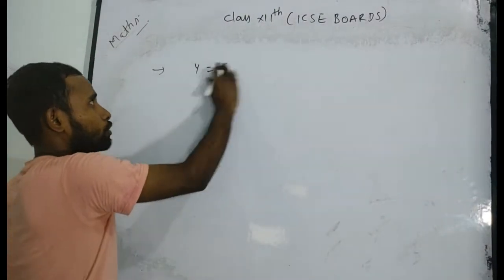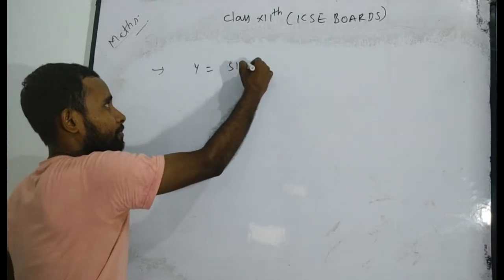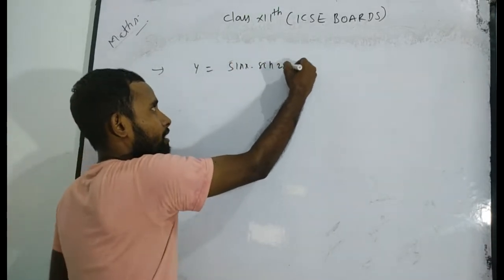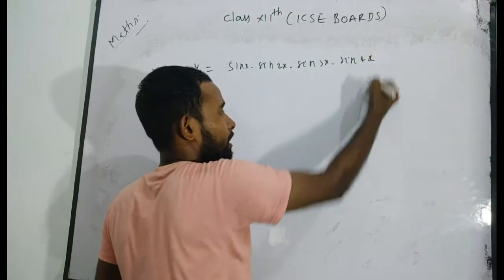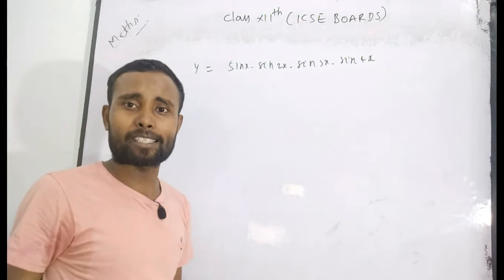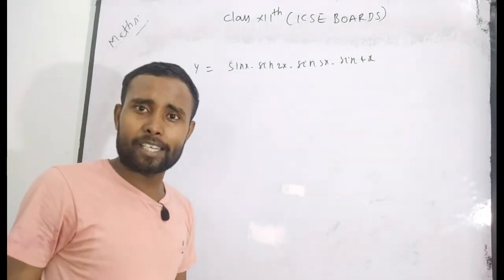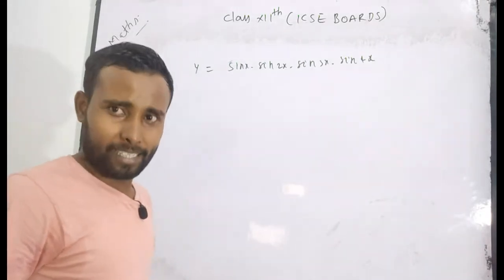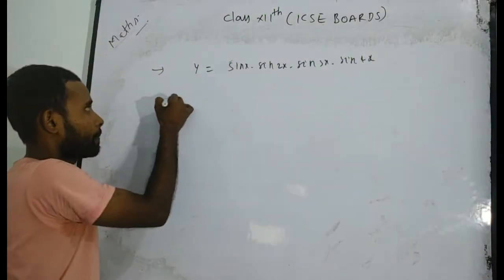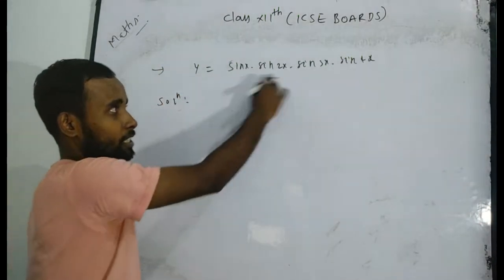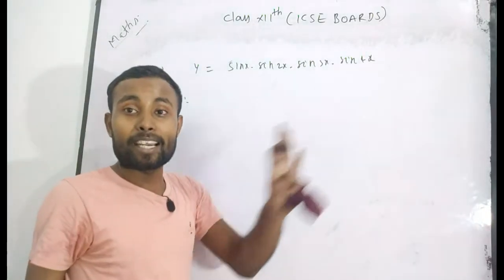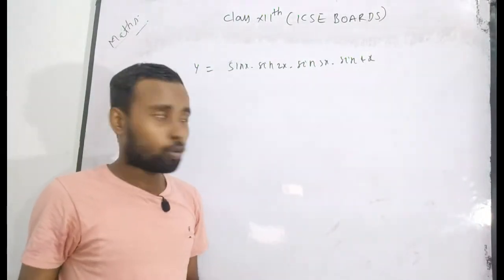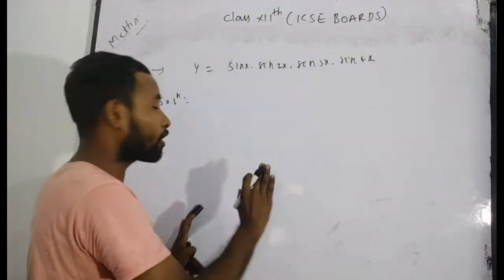Suppose that y is equal to sin x into sin 2x into sin 3x into sin 4x, and you have to find dy/dx. How can you find it? It is also very easy and so interesting. If you see this question, you will definitely tell me, sir, it is a product of four functions, definitely you will fall in trouble. So I will tell you, firstly take log on both sides.